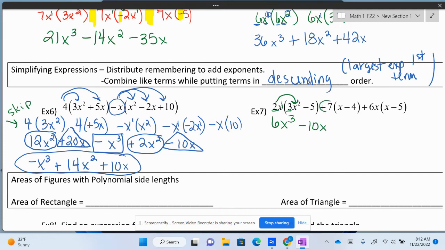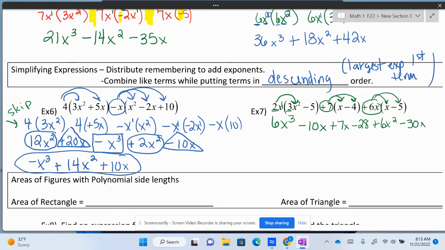All right. Now I'm going to take this positive 7 and multiply it by both terms in that parenthesis. So 7 times x is a positive 7x. And 7 times negative 4 is a negative 28. Last term, I have a positive 6x, and I'm going to multiply it by each term inside the parenthesis. 6x times x becomes a positive 6x squared. Good job. 6 times negative 5 is negative 30. Bring your x along for the ride.